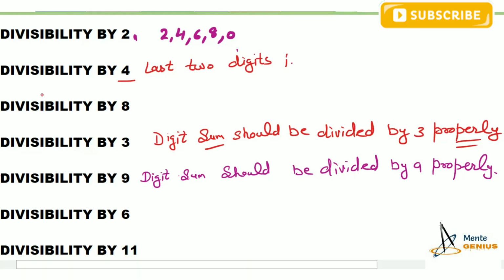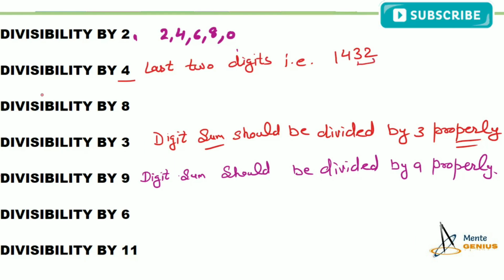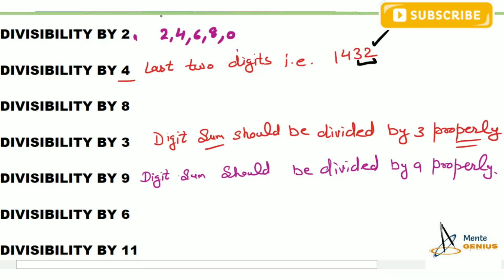For example, 1432. For checking whether this number is divisible by 4, you will check only the last two digits. The last two digits here are 32. 32 comes in the table of 4. Yes, 4 8s are 32. We can divide this number properly by 4 easily. So the last two digits should be properly divisible by 4.